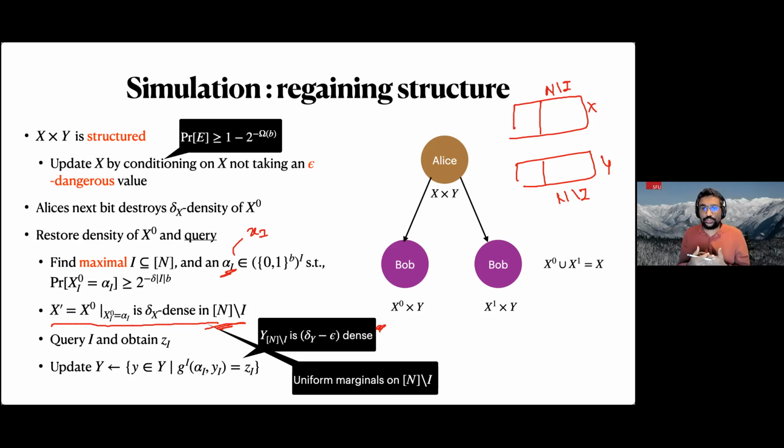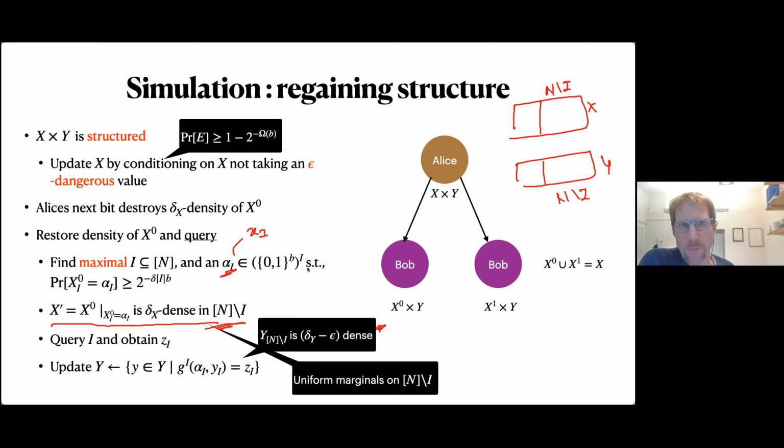And this is something you want to do, right? Because from now on, we are not going to think about I, because we have already queried Zi and we know the query answers. We can just focus on the remaining blocks, and we want uniform marginals on the remaining blocks. So by avoiding dangerous values, we ensure density on Y, and the earlier argument already ensures density on X, and this gives us uniform marginals on the unqueried blocks.